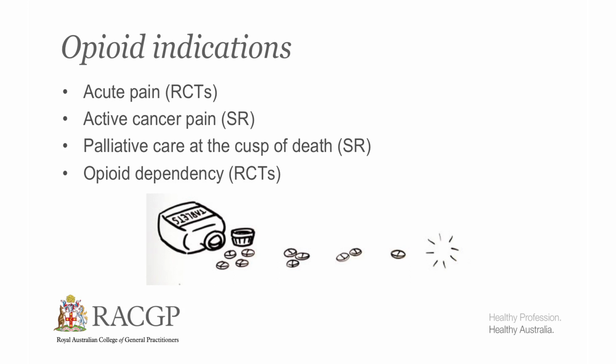And if we use opioids outside the evidence basis, there is a risk, and this has happened historically, that regulators might clamp down and reduce our ability to provide opioids for evidence-based indications. Next slide.